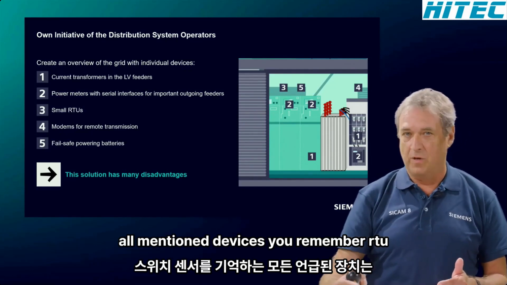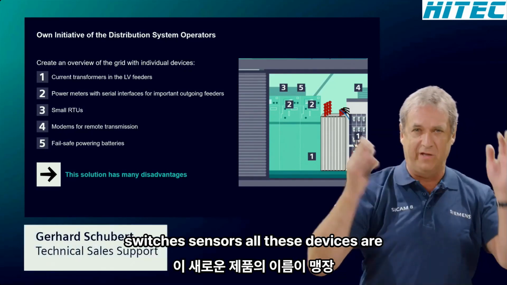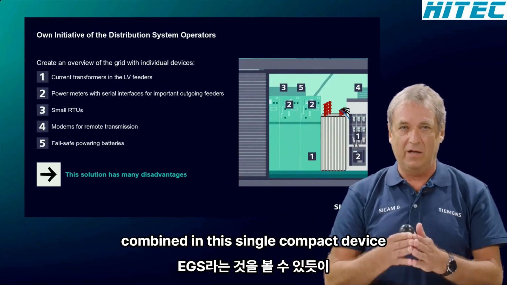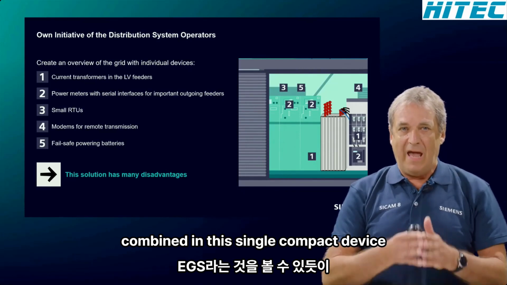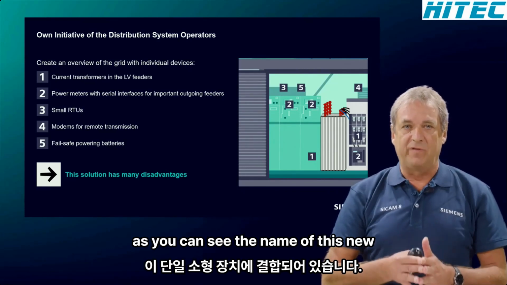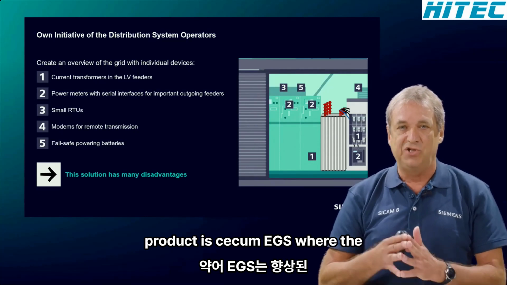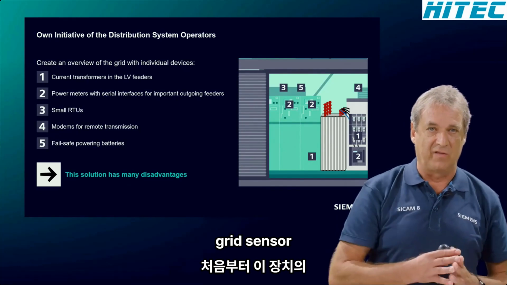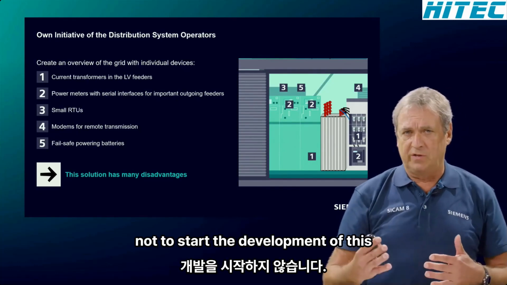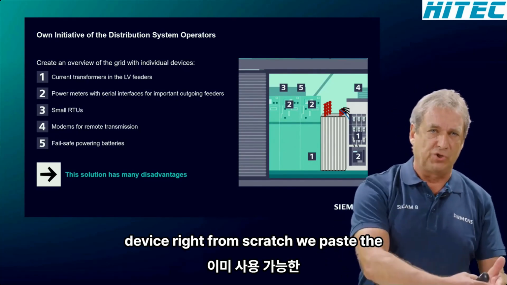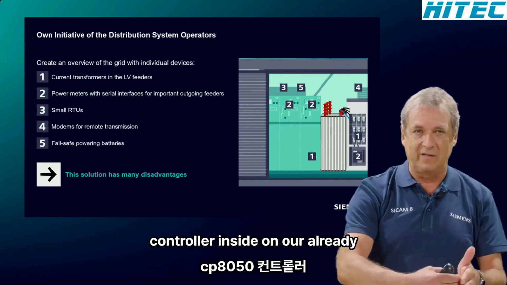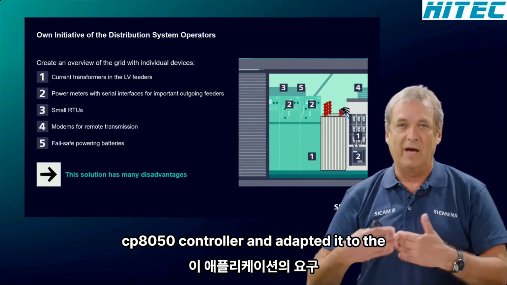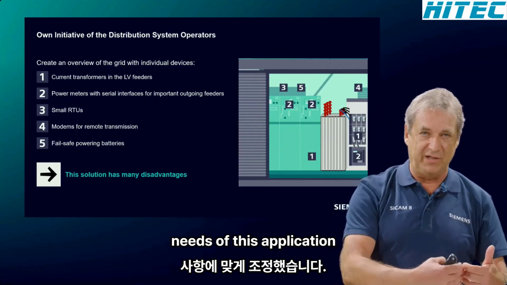All mentioned devices, you remember RTU, switches, sensors, all these devices are combined in this single compact device. As you can see, the name of this new product is SICAM EGS, where the abbreviation EGS stands for Enhanced Grid Sensor. Not to start the development of this device right from scratch, we based the controller inside on our already available CP8050 controller and adapted it to the needs of this application.